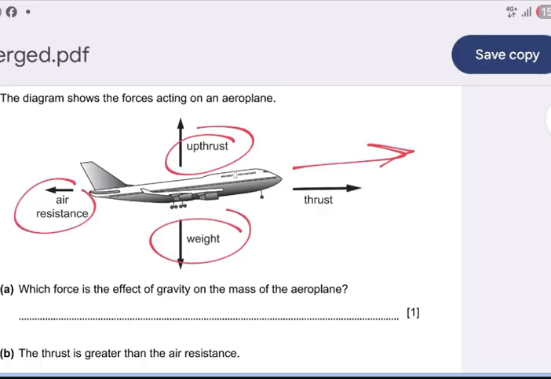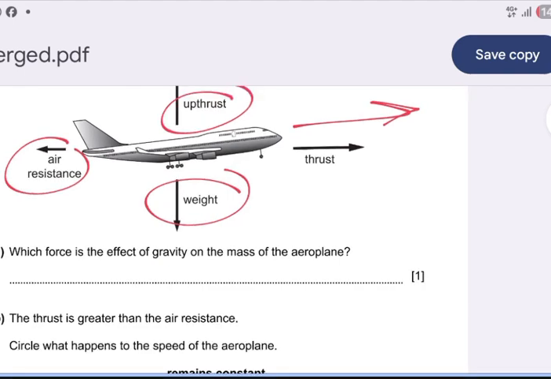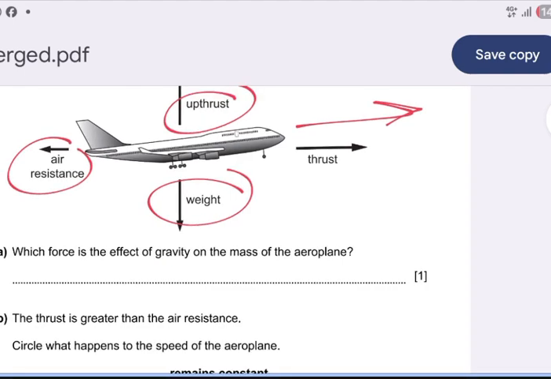Okay. So you are going to say, number one, which force is the effect of gravity on the mass of the airplane? Do you think you say air resistance or the weight? The weight. Yeah, because anything that has mass, it will be multiplied by gravity. That's why we can measure the weight. So it's downward because of the gravity. So it will be the weight.